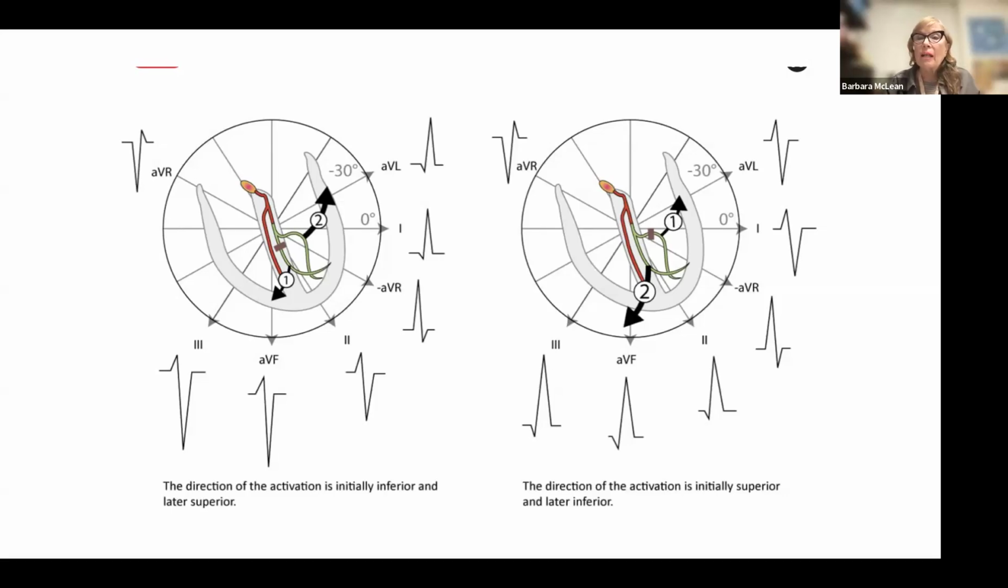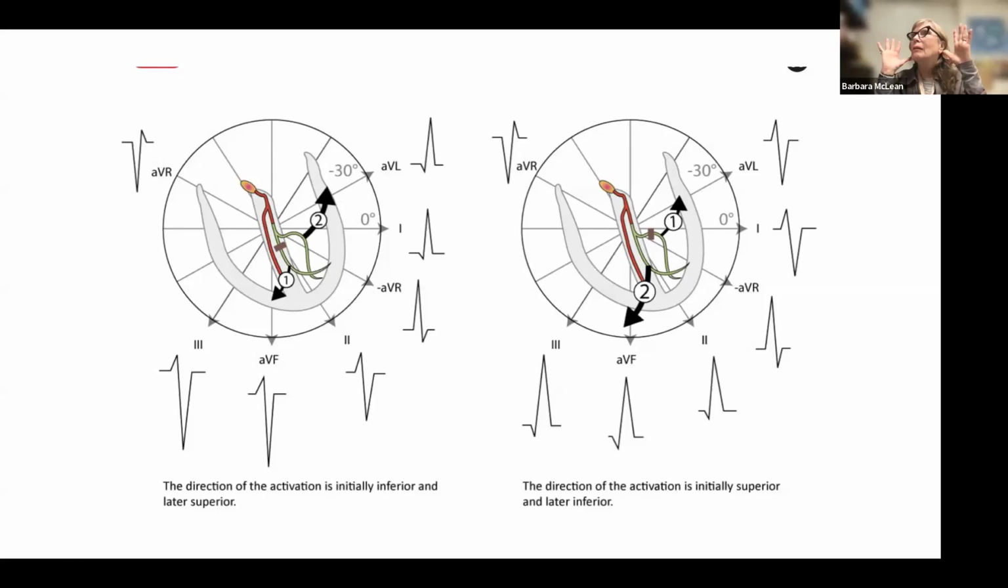Posterior fascicle is activating the heart. Posterior fascicle activates the heart towards the superior and therefore inferior, which then gives me first a Q wave and then an R wave in my foot leads, 2, 3, and AVF, a small R and a deep S in 1 and AVL, and this will be called a right axis deviation. So I'm going to see with an anterior fascicular block, with a posterior fascicular block, with an anterior fascicular.